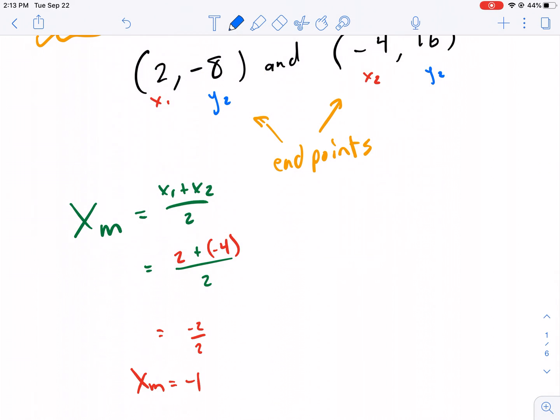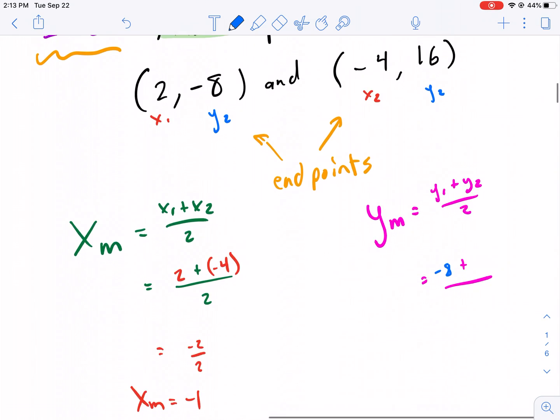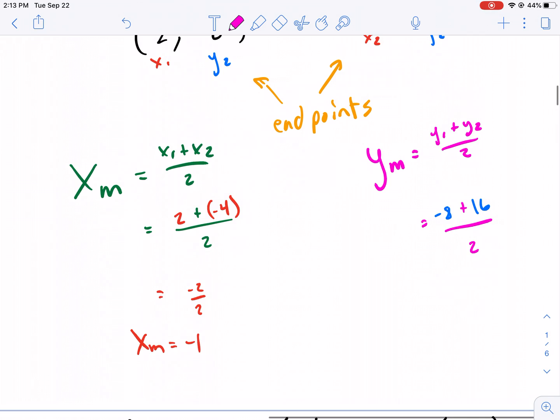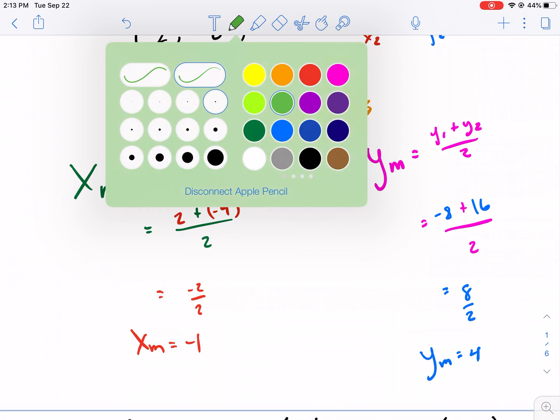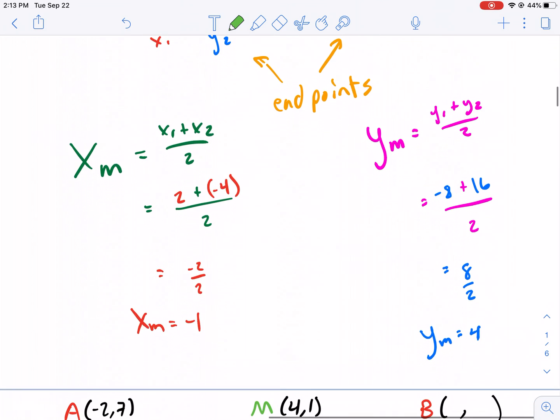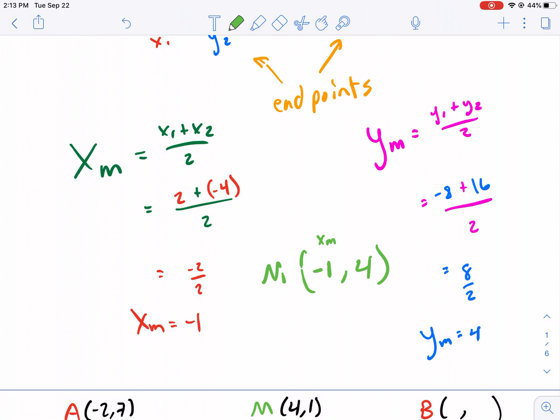So my ym, let's use green again. Pink. Yeah, let's go pink. Ym is going to be equal to y1 plus y2 divided by 2. That's going to be equal to my values here. So my y1 is -8. If you want, you can put the parentheses. It doesn't really make a difference. And then y2 is 16. And I'm going to divide that by 2. Okay, so what do I get here? Well, for my ym, I'm going to get negative 8 plus 16 is positive 8 divided by 2. And I get 4. So my ym is 4. Therefore, my midpoint, and we'll just call it M, is going to be negative 1, comma, 4. That's my xm, and that is my ym.